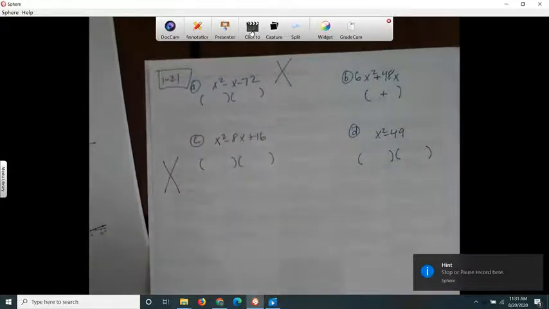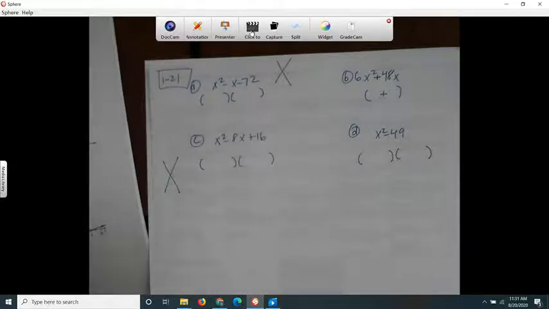Here's Integrated 3, problem 1-21. It says factor each expression completely. So I hope that you are familiar with factoring. Factoring with a quadratic, you're usually going to get these two binomials.